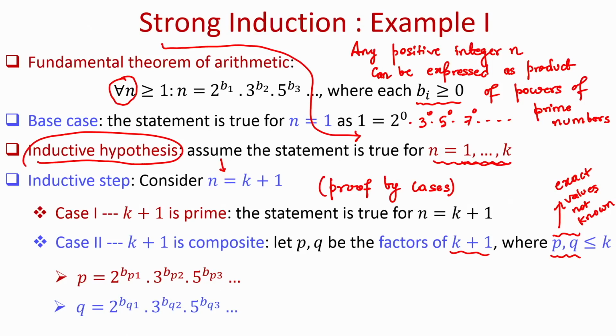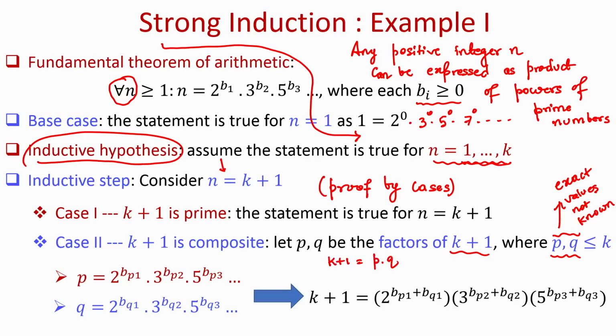Now, based on this, since my k plus 1 is equal to p times q, because p and q are factors of k plus 1, I can say that the prime power factorization of k plus 1 can be obtained by combining the powers of 2 from the individual factorizations of p and q. Similarly, combining the powers of 3 from the individual factorizations of p and q and so on. That means, I have proved that even there exists a prime power factorization for the integer k plus 1, and that proves my inductive step.